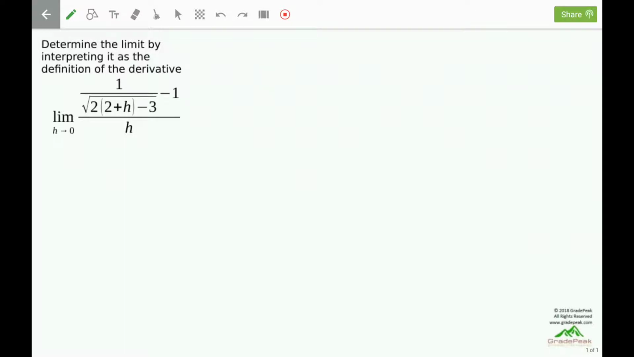Determine the limit by interpreting it as the definition of the derivative. Limit as h goes to 0 of 1 over the square root of 2 times 2 plus h minus 3, minus 1, all over h.